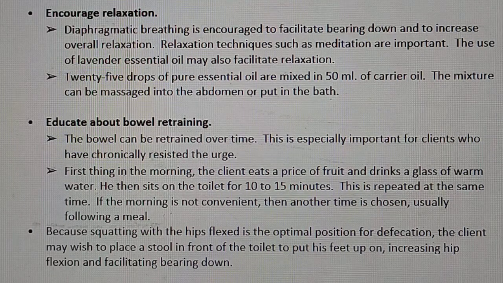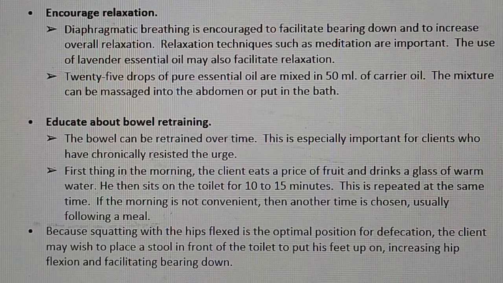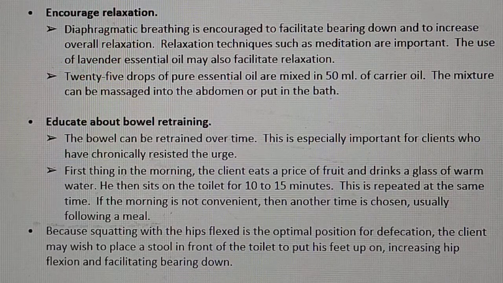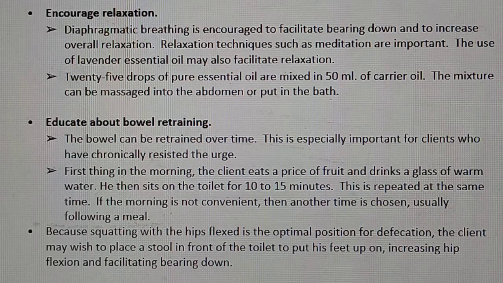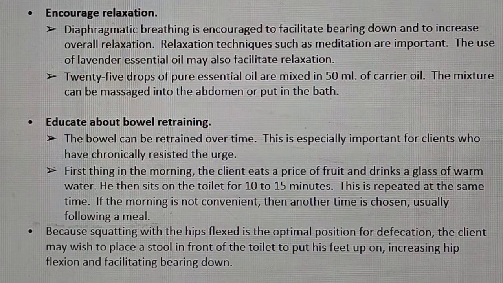Now, for education, to educate about bowel retraining, you're going to teach your client. The bowel can be retrained over time. This is especially important for clients who have chronically resisted the urge. Chronically, like, for a long time, they resist the urge to defecate or to move the bowel.